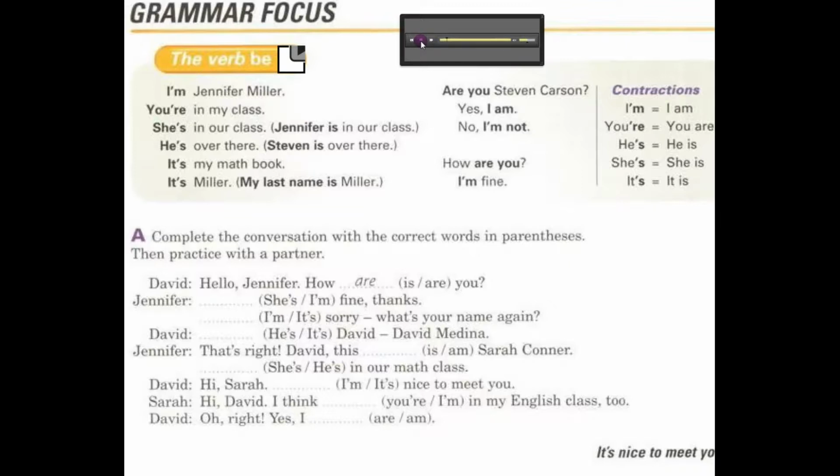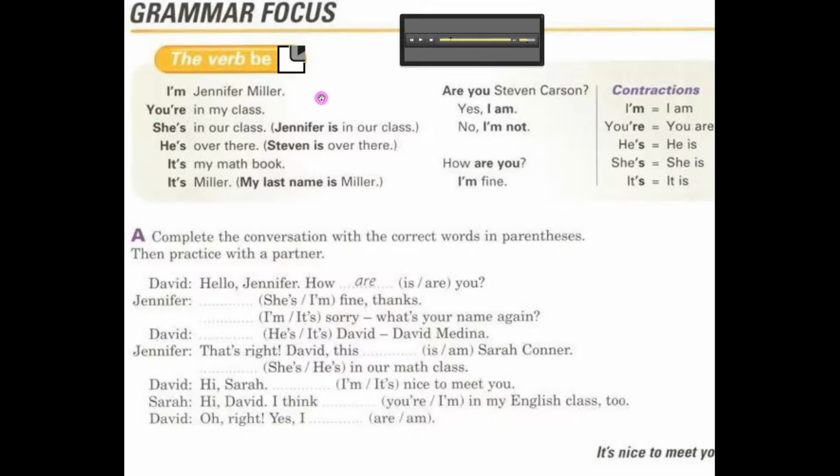The verb be. I'm Jennifer Miller. Okay, I forgot to tell you, we have to repeat what the audio says to make our learning not only about grammar but also about producing the words. Okay, let's do it again. I'm Jennifer Miller. Because the subject is I, the to be is am. I'm Jennifer Miller.